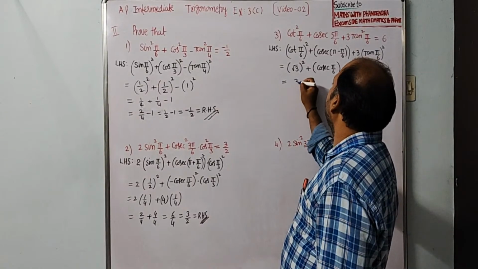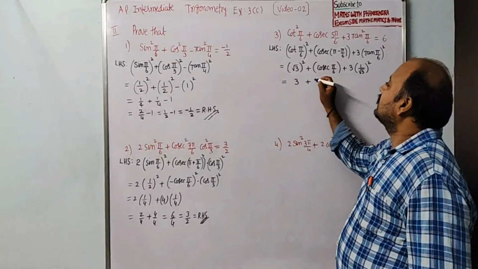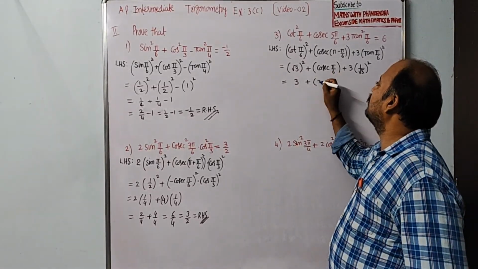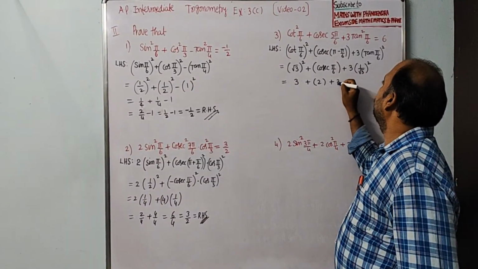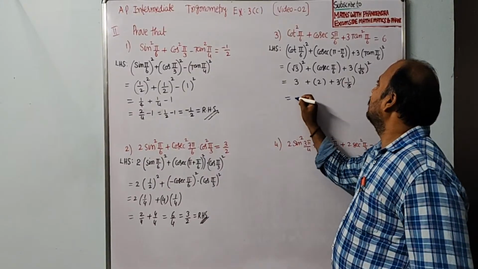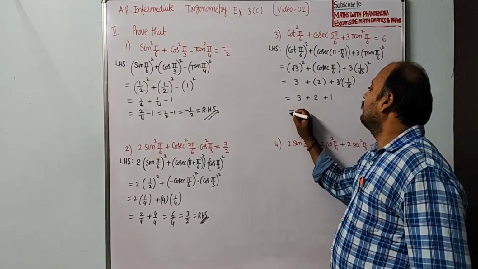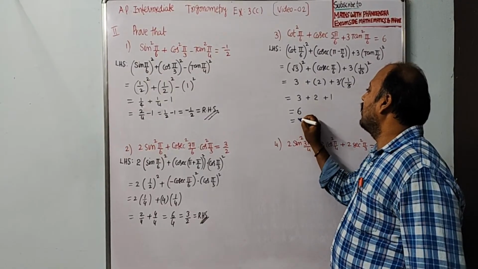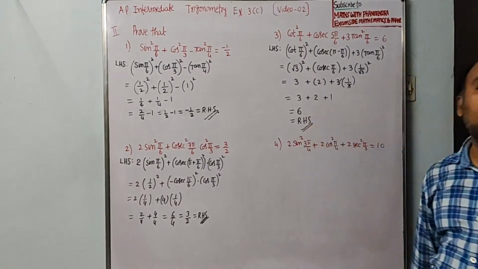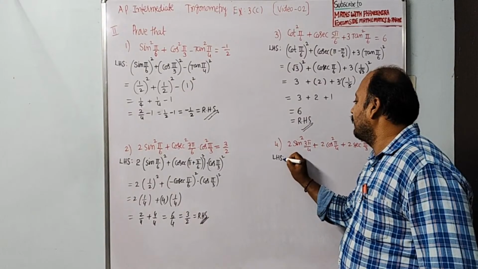So it is equal to 3 plus cosecant pi by 6. Sin 30 means 1 by 2, so cosecant means 2. Plus 3 into 1 by root 3 whole square is 1 by 3. So the 3s get cancelled. 3 plus 2 plus 1 which is equal to 6, required RHS. Okay dear students, let us move to question number 4.